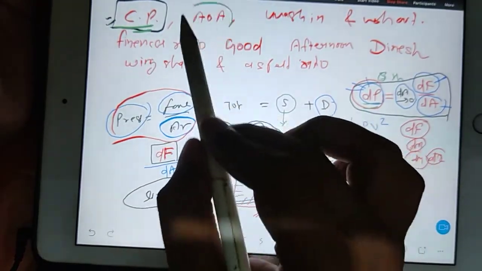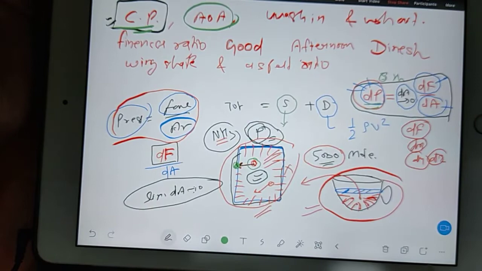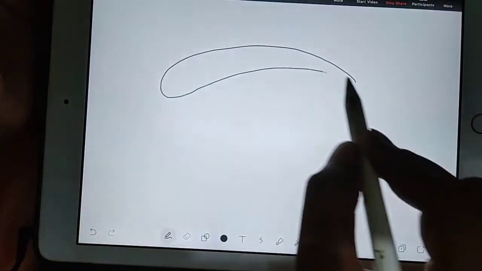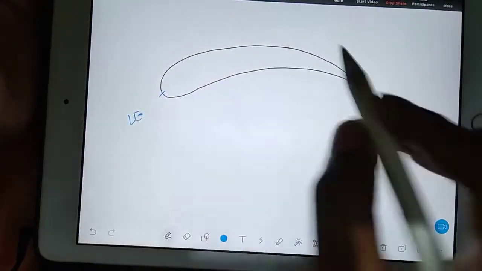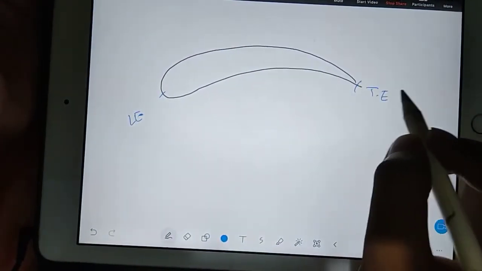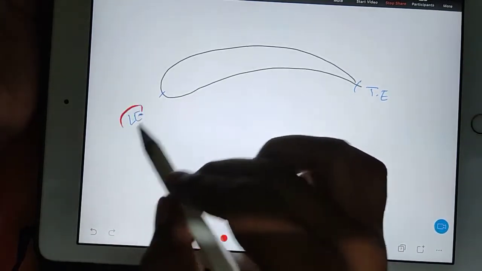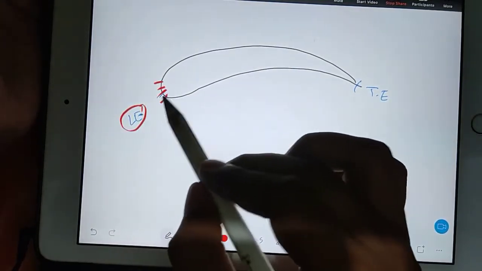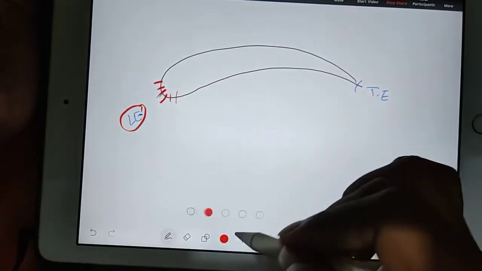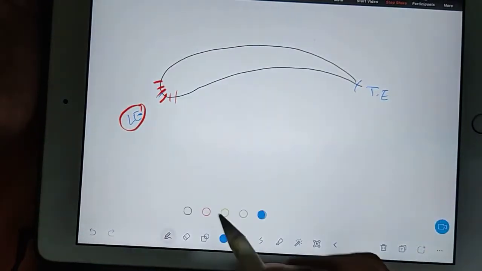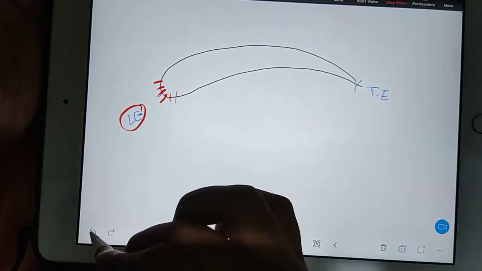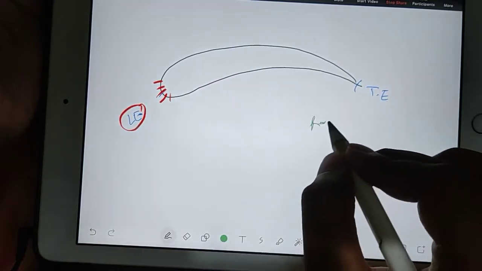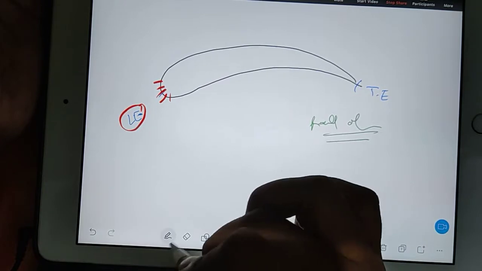Now let's understand what angle of attack is. Angle of attack is a very, very easy thing. Whenever we have an airfoil, there is something called a leading edge and something called a trailing edge. But how will you know where the leading edge is? For that, you should understand there is something called radius of curvature. What is radius of curvature?